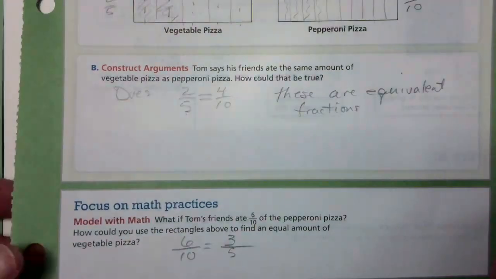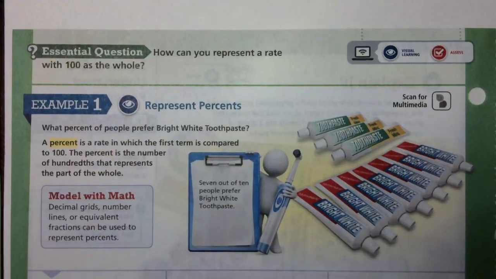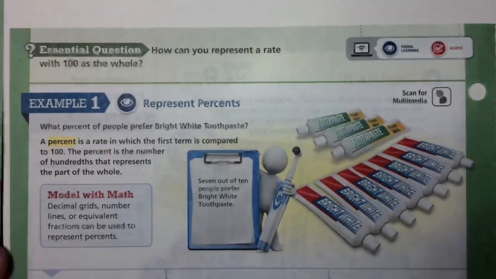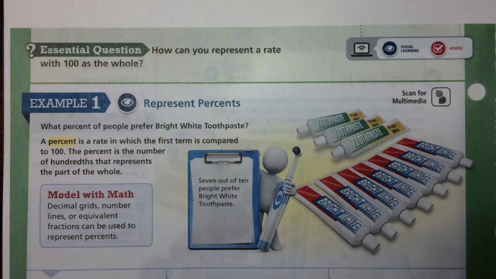Okay, let's go to example 1. Now example 1 is pretty much worked out for you. We're just going to read along and follow. At the top there's an essential question. How can you represent a rate with 100 as a whole? What percent of people prefer bright white toothpaste?